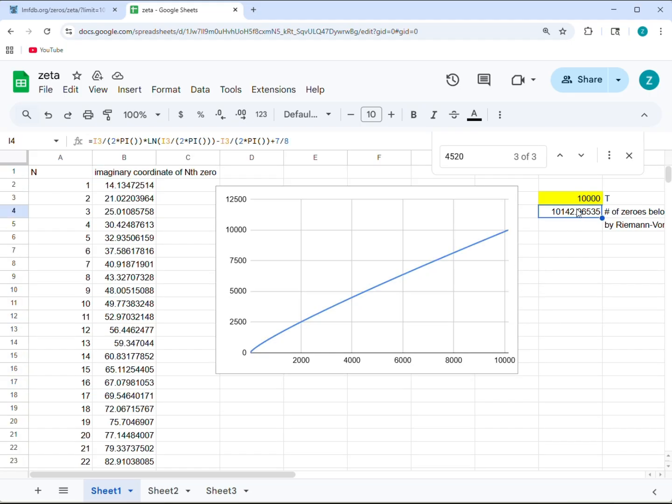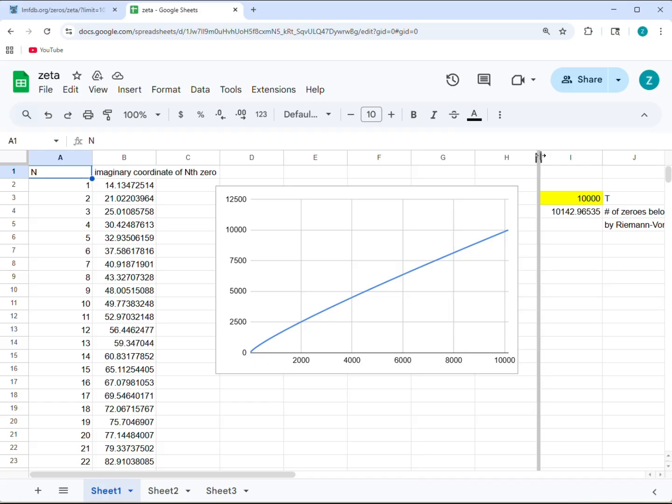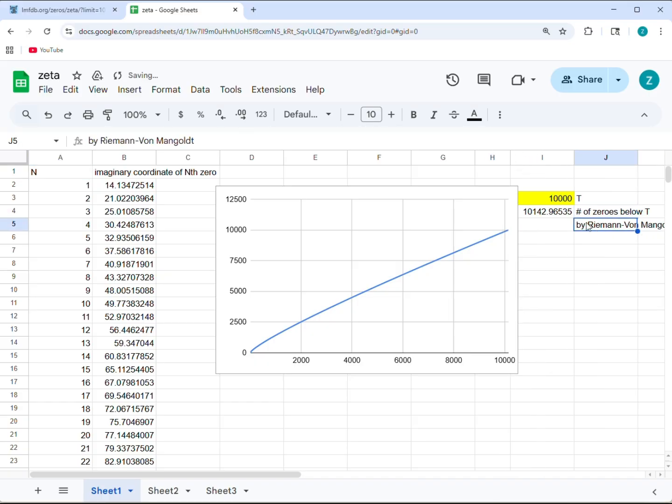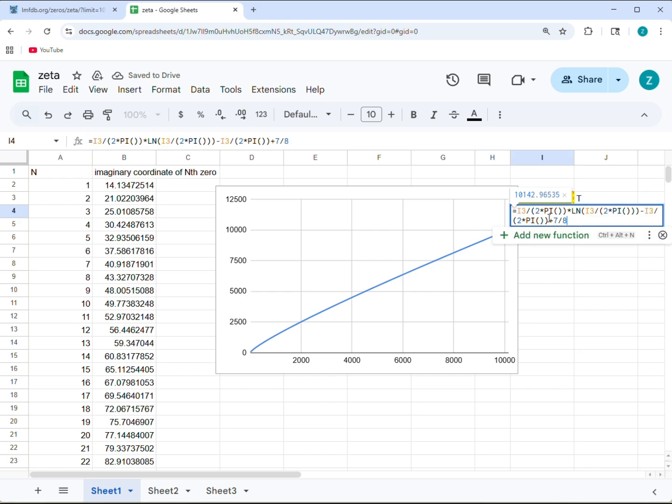So indeed, what I've done here is I've taken just the number 10,000, typed into a cell, and let me see if I can make this part smaller. Sorry about that. And this is going to be using the von Mangoldt formula. So this formula is just saying this number divided by 2 pi times the log of that number divided by 2 pi, minus that number divided by 2 pi, and then I'm going to add this mysterious 7/8 term, but I'll explain that later. So it's the same formula.